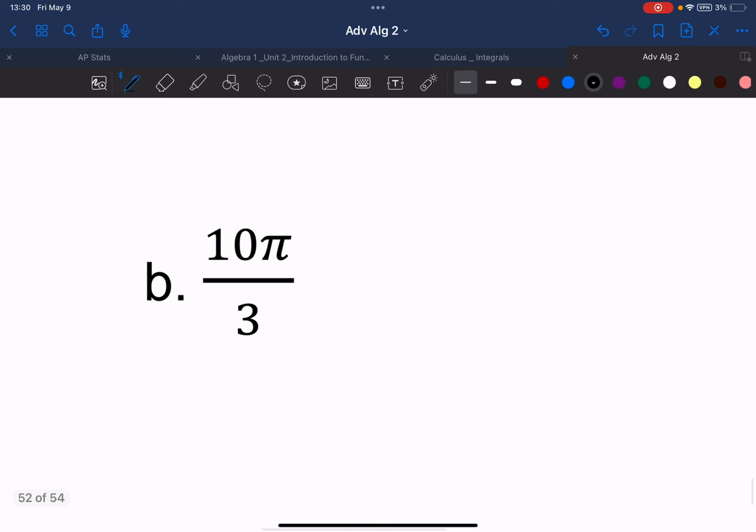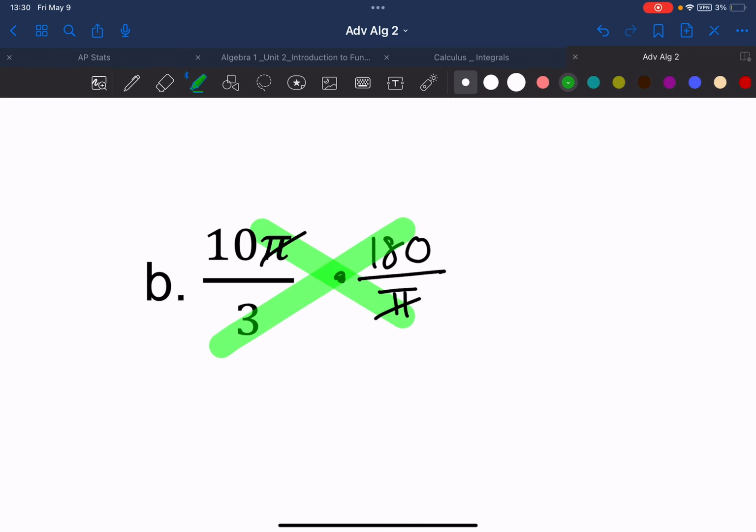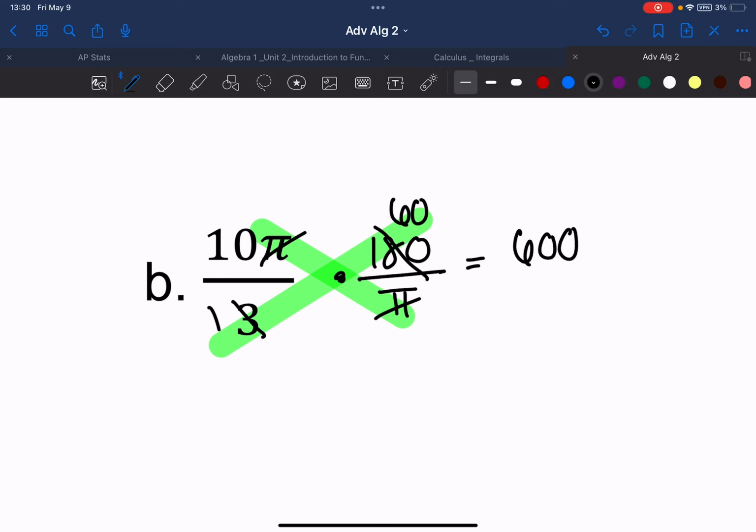Okay, next one, we're going to multiply by 180 over pi. Looking at the diagonal, I notice that these pi's cancel out. And then looking at the other diagonal, if I divide both of them by 3, I'm left with 1. And then 180 divided by 3 is 60. So then I do 10 times 60, which is 600, over 1 times 1, which is 1. So this is 600 degrees.